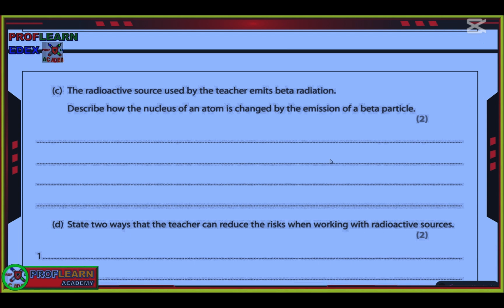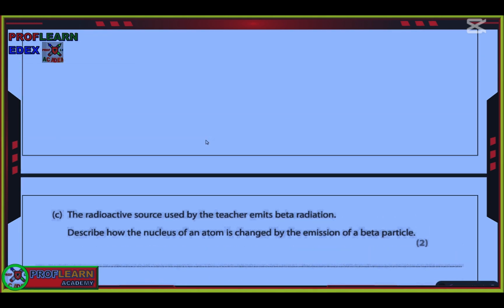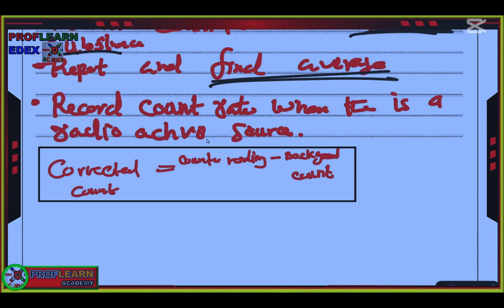So those are the concepts that you need to understand. Further, we are going to talk more about this topic. We shall talk about nuclear reactors, we shall talk about graphs, and how you are supposed to approach more questions.